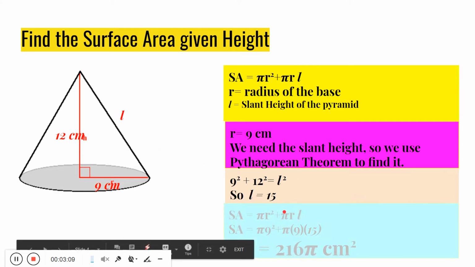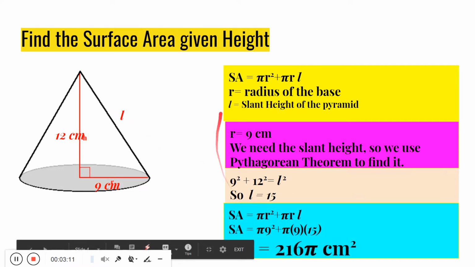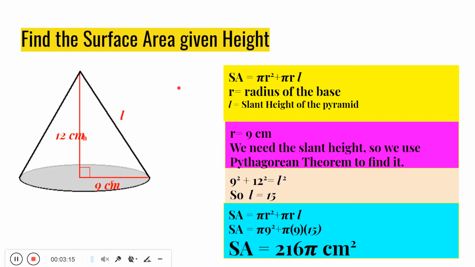Now that you know your slant height, you simply plug it into the formula. So in place of the r, I put a 9, and in place of the L, I put a 15. That comes out to be 216 pi centimeters squared. And again, if you want the decimal approximation, you simply put it in a calculator.